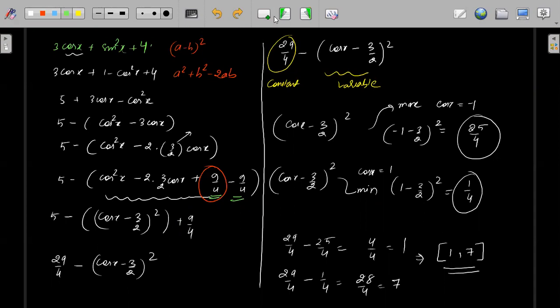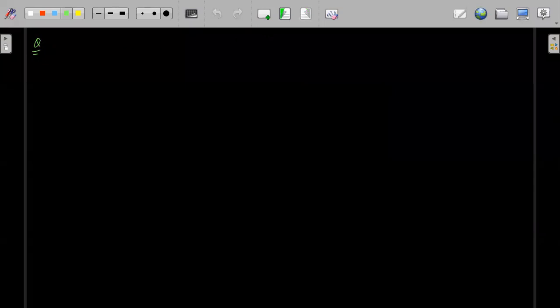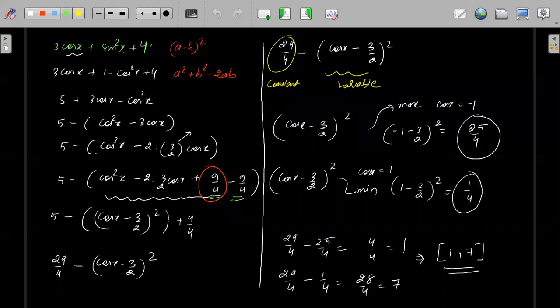Okay, I hope everybody has copied. Let's move on to the next question. Okay, very good. I have used 9 by 4 because there is a 3 by 2 here. 3 by 2 whole square is 9 by 4. So this is a square minus 2ab plus b square, and this is the b square which I am adding and subtracting so that I will form a perfect square.